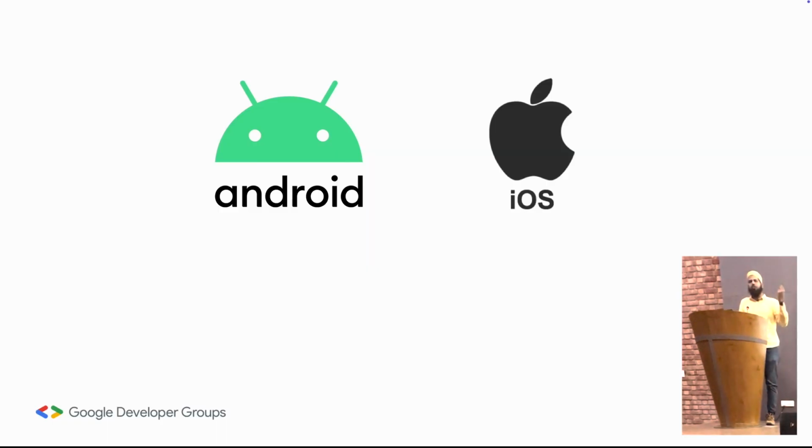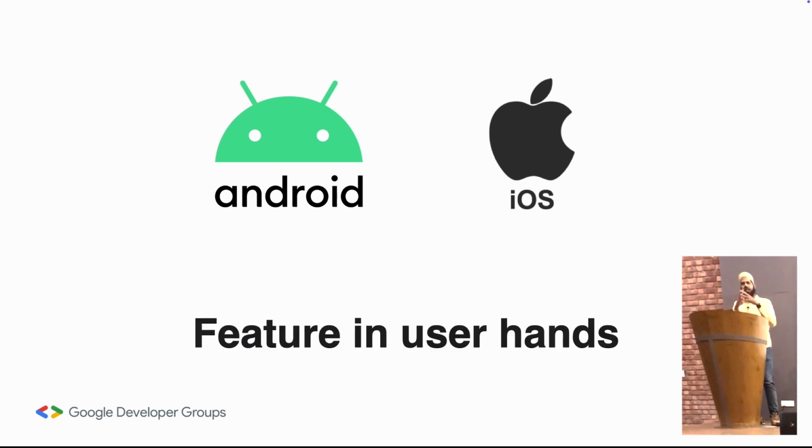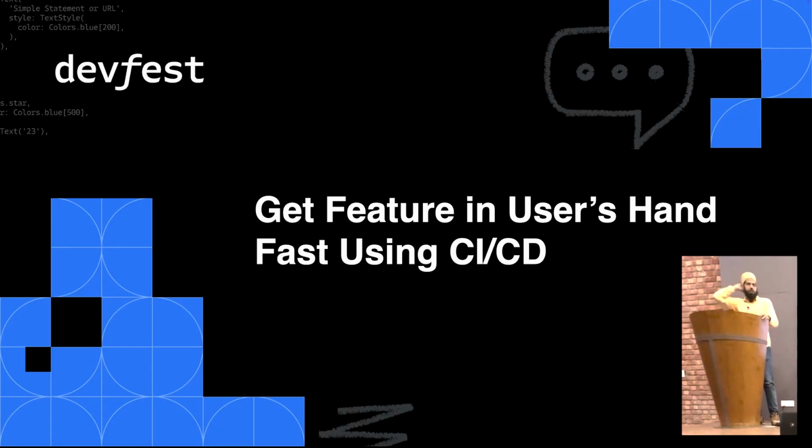And in terms of mobile development, your biggest goal is to have a feature in the user's hand, and that is basically what takes a lot of time. The first thing which takes a lot of time in order to do that is CI/CD. So if you are starting your project, set up the CI/CD first.